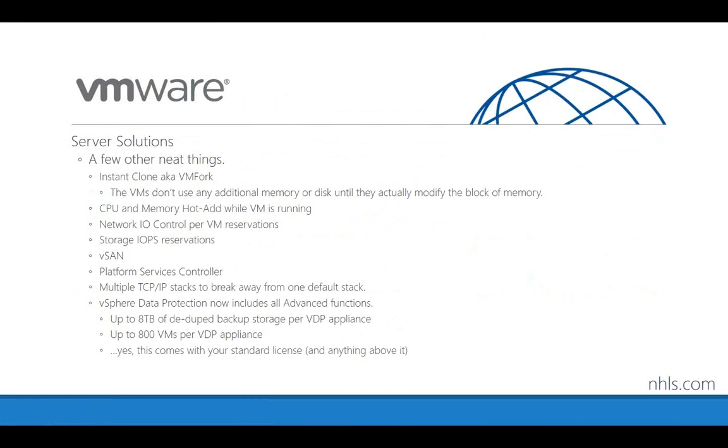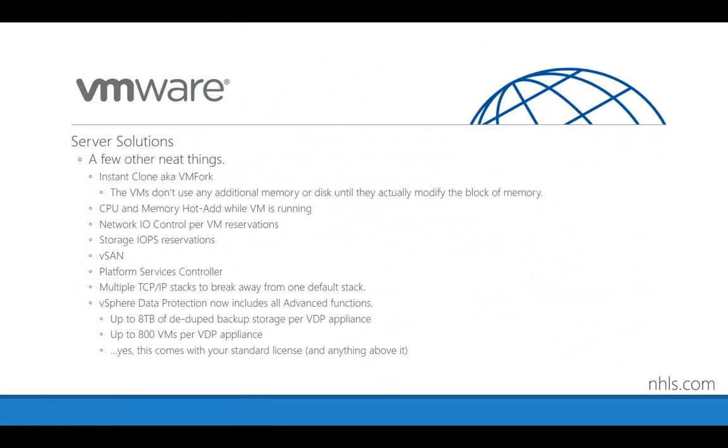In server solutions, some other neat things here. If you're dealing with virtual desktops, so Horizon, they have a new thing called Instant Clone. It's called VM Fork. You're going to probably hear that the lingo is basically the same thing. The technical project term for it was VM Fork, but the VMs don't use any additional memory or disk until they actually modify a block of memory. One of the really cool things with instant clones is that with virtual desktops, you get 100 users who connect in at once, and those things can be instantaneously ready to go.